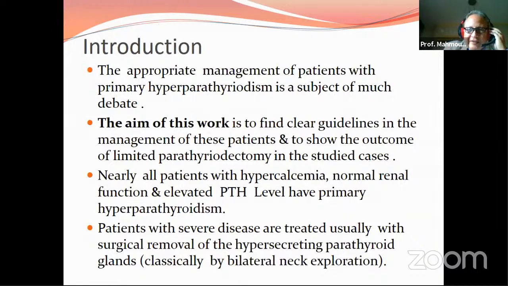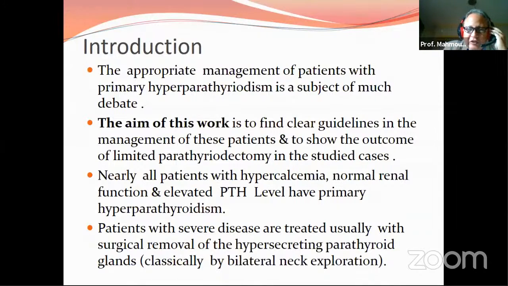Presence of hypercalcemia together with high parathyroid hormone level in presence of normal renal function tests is diagnostic of primary hyperparathyroidism. We are trying in this work to have clear guidelines in management of such patients and to do limited parathyroidectomy.